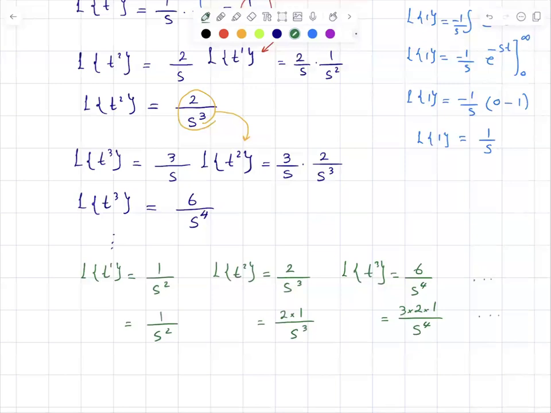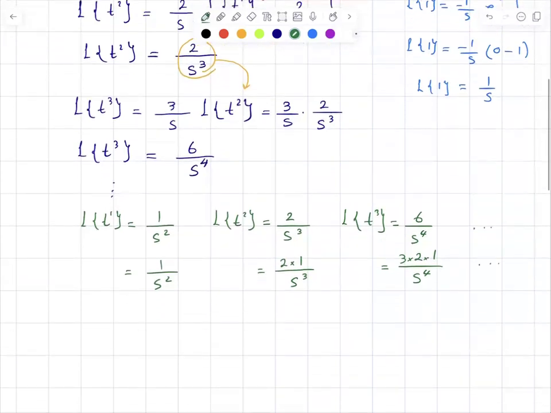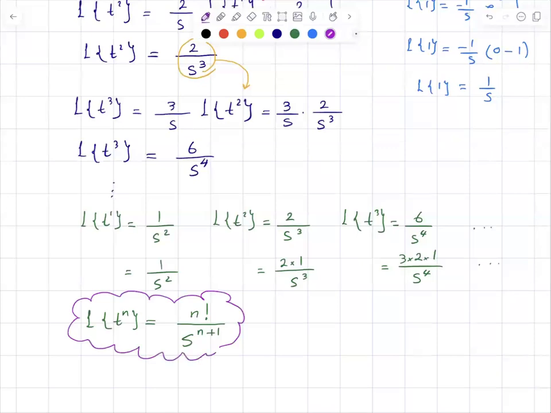So basically, the Laplace of t to the n can be written as n factorial. When it's 1, you have 1 factorial. When it's 2, you have 2 factorial. When it's 3, you have 3 factorial. So n factorial divided by s to the power n plus 1. So for the power function, you can easily use this formula and calculate the Laplace.